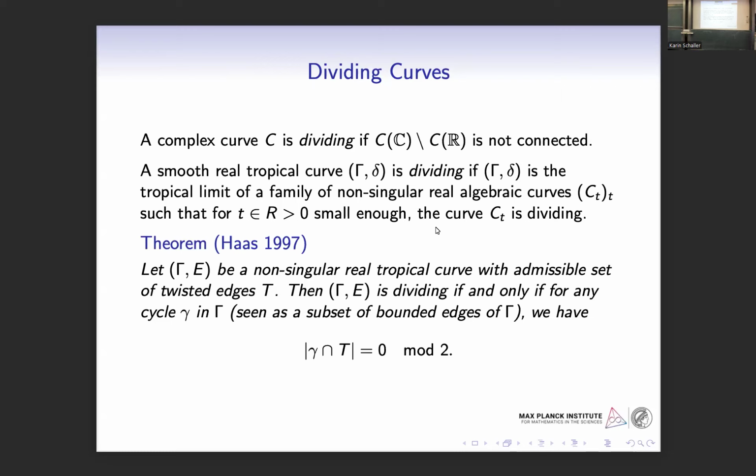Then the theorem by Haas tells us how, for a tropical curve, to determine if it's dividing, combinatorially. It's dividing if and only if for every cycle in our tropical curve, the number of twisted edges is even. And again, this combinatorial condition is something that's very simple to check for a computer. Just tell a computer the twisted edges, go over every cycle and tell me, do you see an even number of twisted edges? This is again something that's easy to implement.